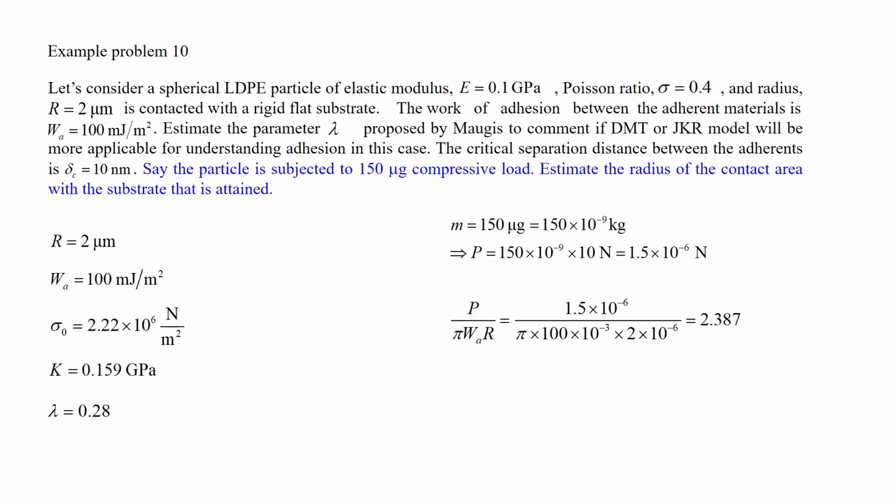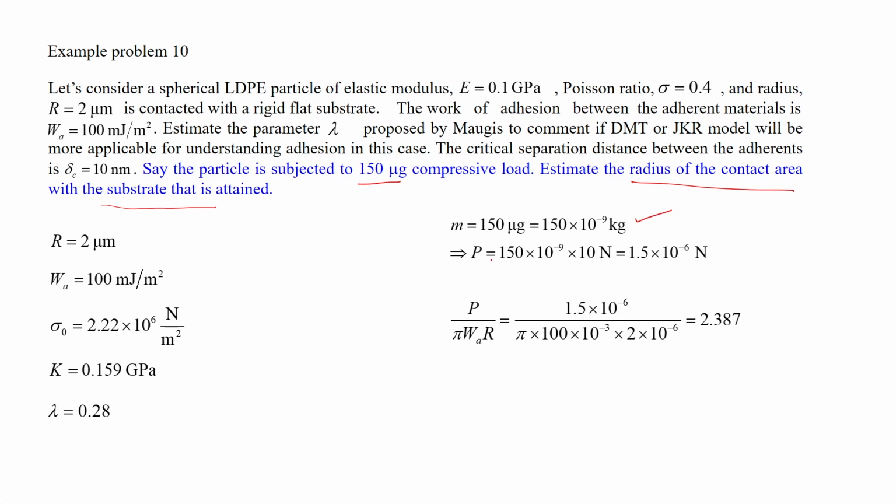Now, let us say the particle is subjected to 150 microgram of compressive load, and let us estimate the radius of contact area attained with the substrate. For that we will now use the Mojis curve. So, m is equal to 150 microgram. 150 microgram is 150 into 10 to the power minus 6 gram, that is 150 into 10 to the power minus 9 kg.